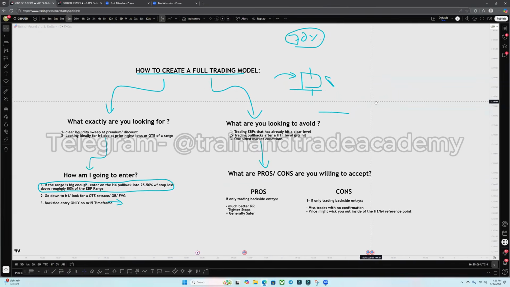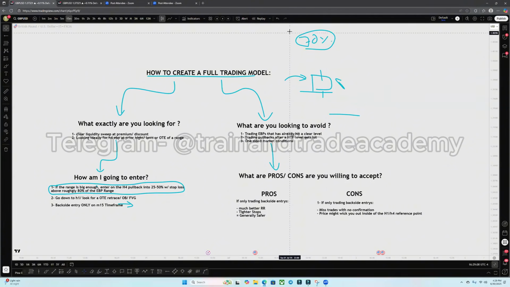Okay, let me just remove this so it's a little bit cleaner. Oops.